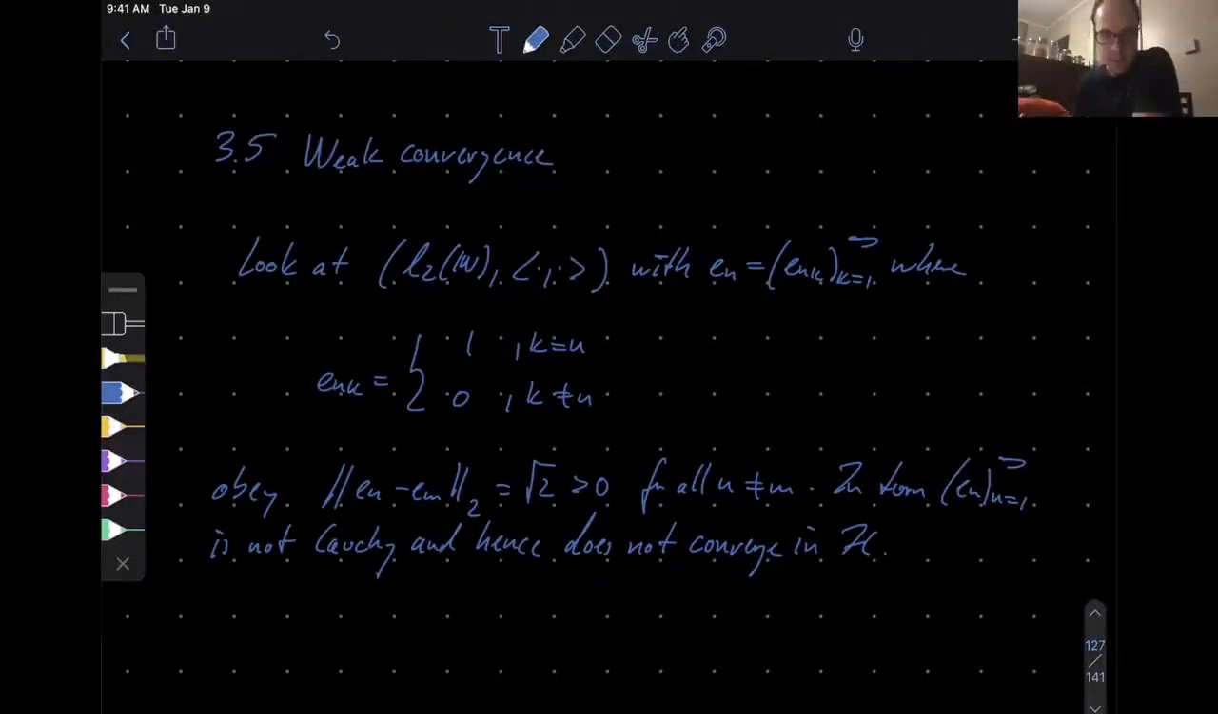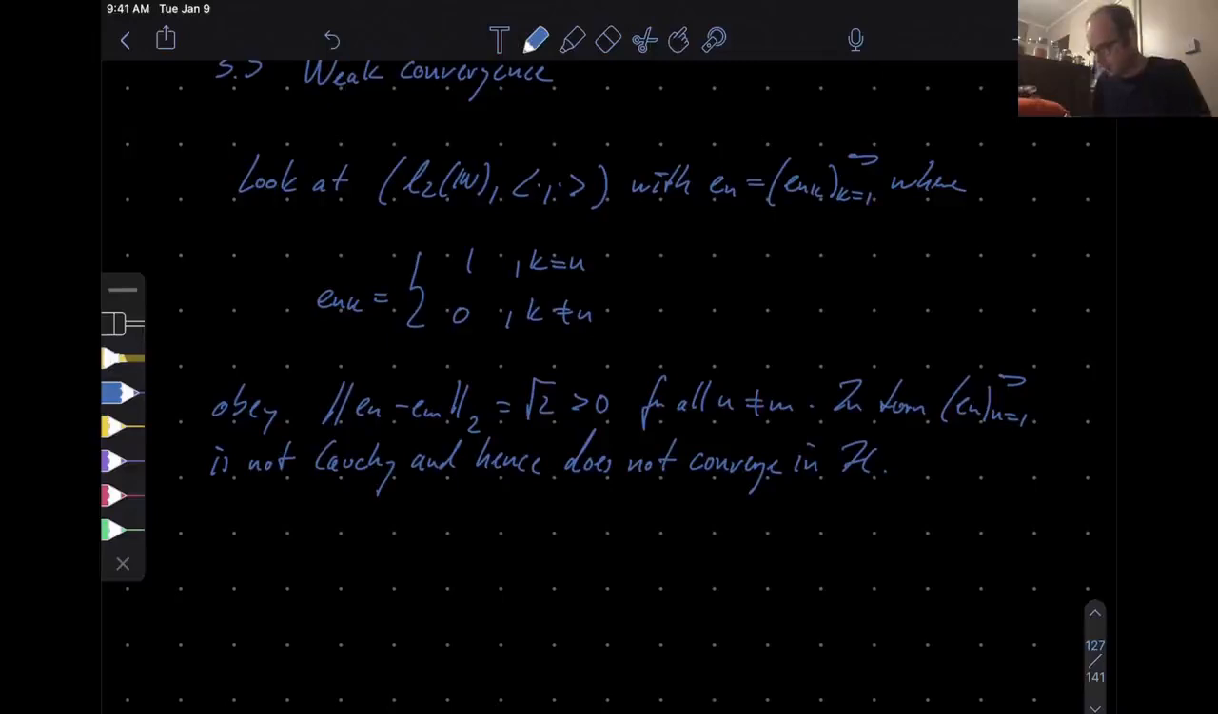Welcome back, everyone. We just started a section on weak convergence with this introductory comment here. So if you're in the Hilbert space of square summable sequences, then the sequence formed out of the basis vectors e sub n is not going to be convergent in the ordinary 2 norm on the Hilbert space.